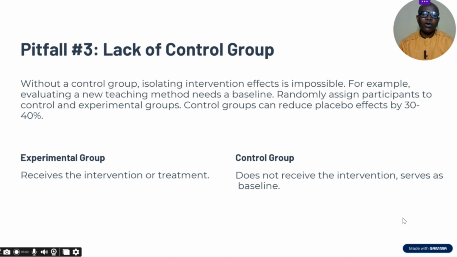Next is the lack of a control group. This often occurs when we have to deal with an experimental study. The control group is very, very critical to ensuring that our intervention effect is measured.